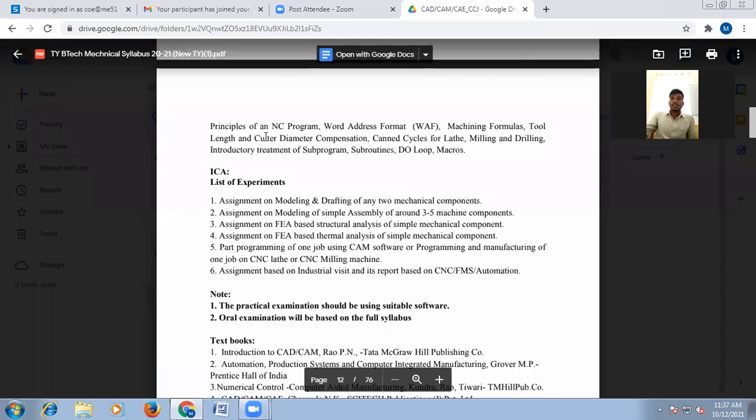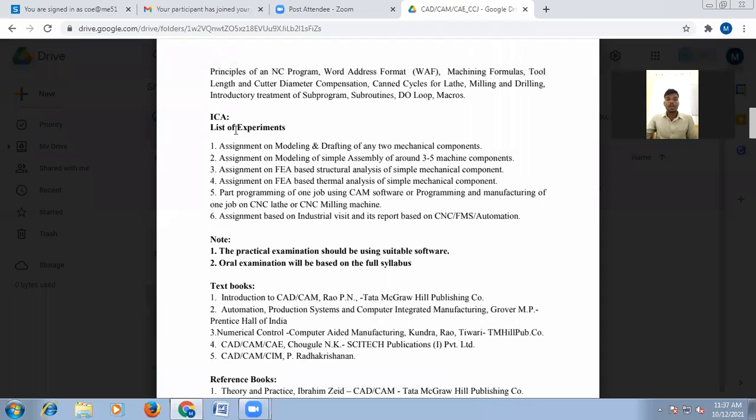Our ICA part, that is our term work part, consists of the list of experiments. So now you can see we have to complete these 6 experiments. In these 6 experiments, first is the assignment on the modeling and drafting of any two mechanical components.